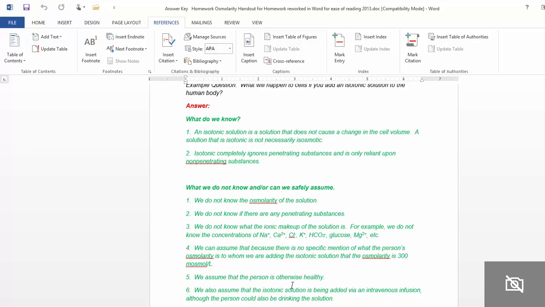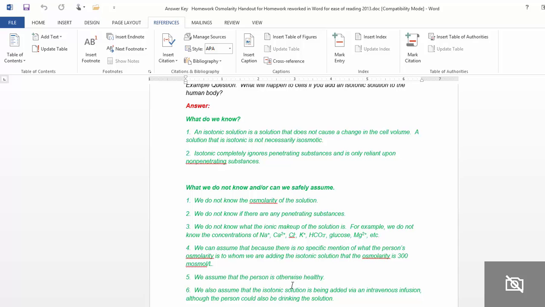We can assume that because there's no specific mention of what the person's osmolarity is, to whom we are adding the isotonic solution, the osmolarity is 300. So you can make this assumption anyway, even if you don't know it came from a person. Doesn't mean it's right, they're assumptions. But you have to let me know that you know it's an assumption, that you could be wrong, versus we know this for sure.